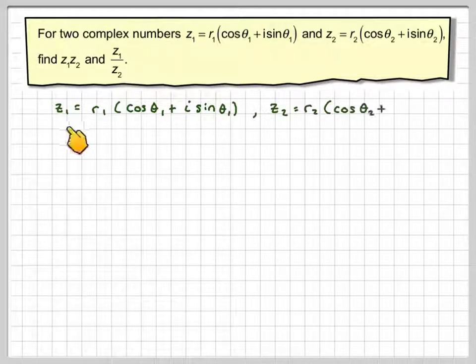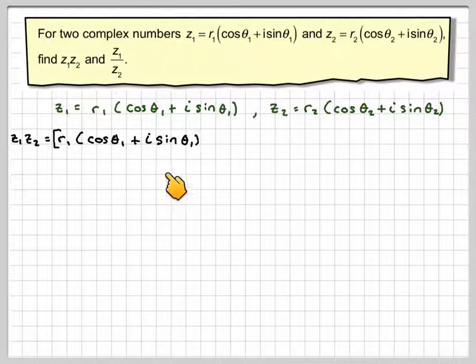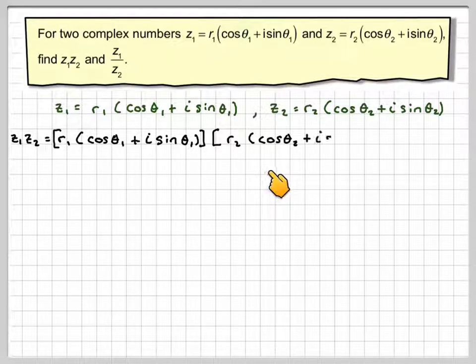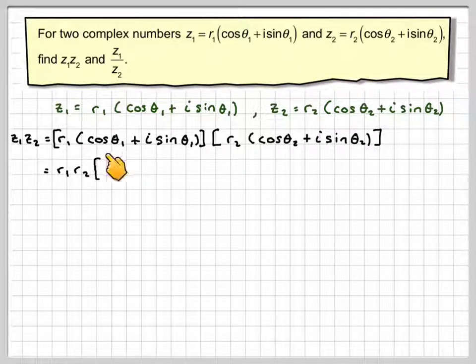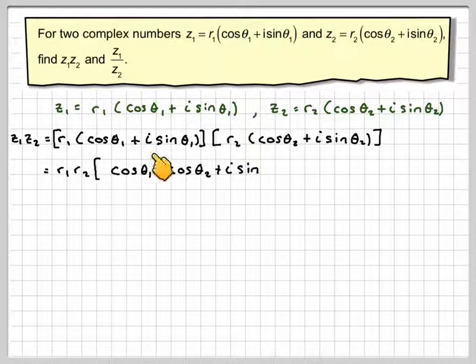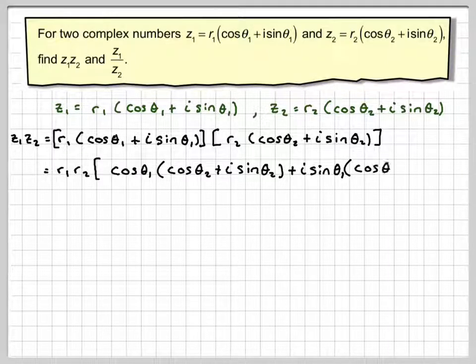So first of all, we're going to do z1 times z2. So this is a use of trigonometry. So z1 times z2 will be r1(cos theta 1 + i sin theta 1) times r2(cos theta 2 + i sin theta 2). Now r1 times r2 we can just take out, and then we're going to need to do cos theta 1 times all of that, plus i sin theta 1 times all of this.